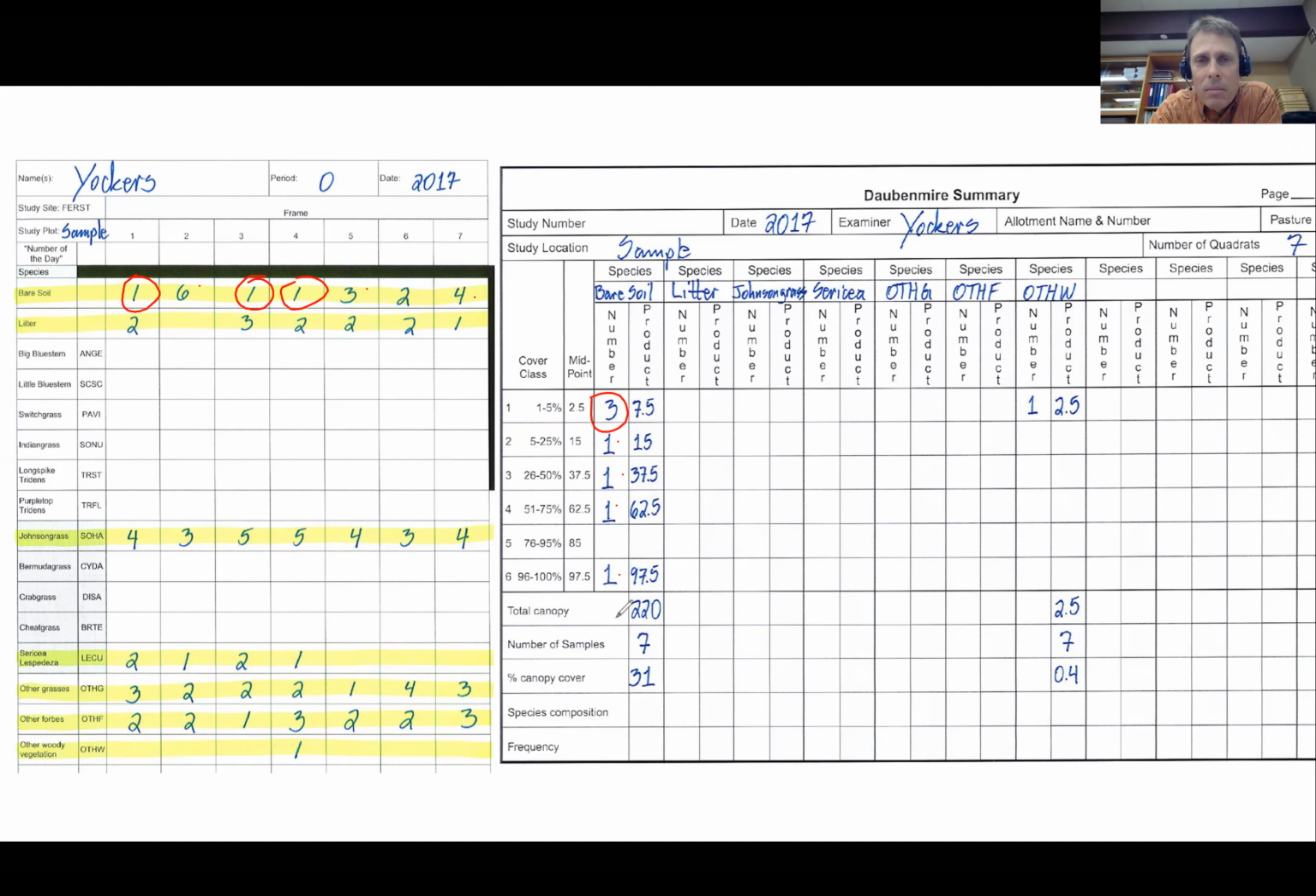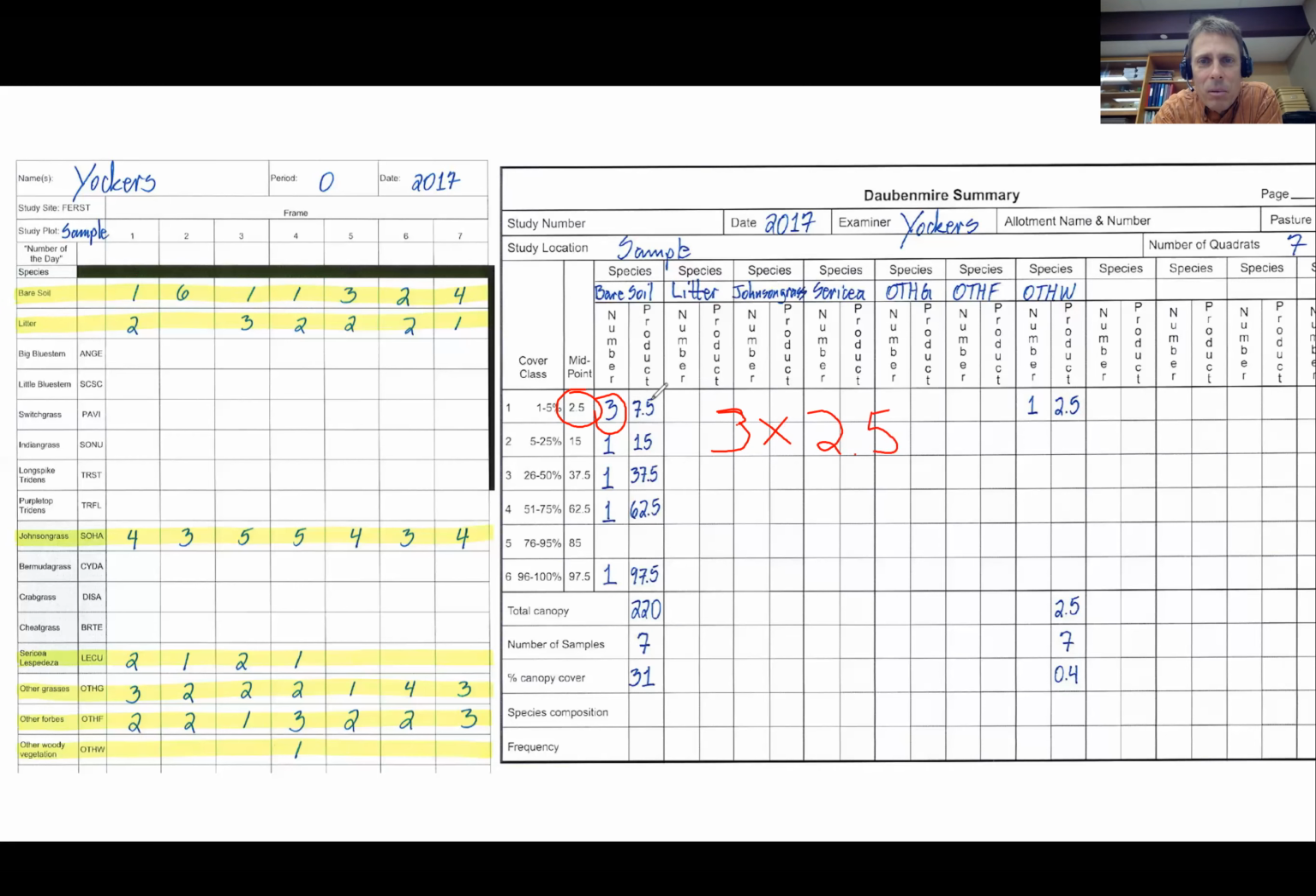Okay, the next step in the previous slide was to multiply. So now we need to multiply whatever our number is by the midpoint. Okay, so in this case, it's going to be 3 times 2.5.